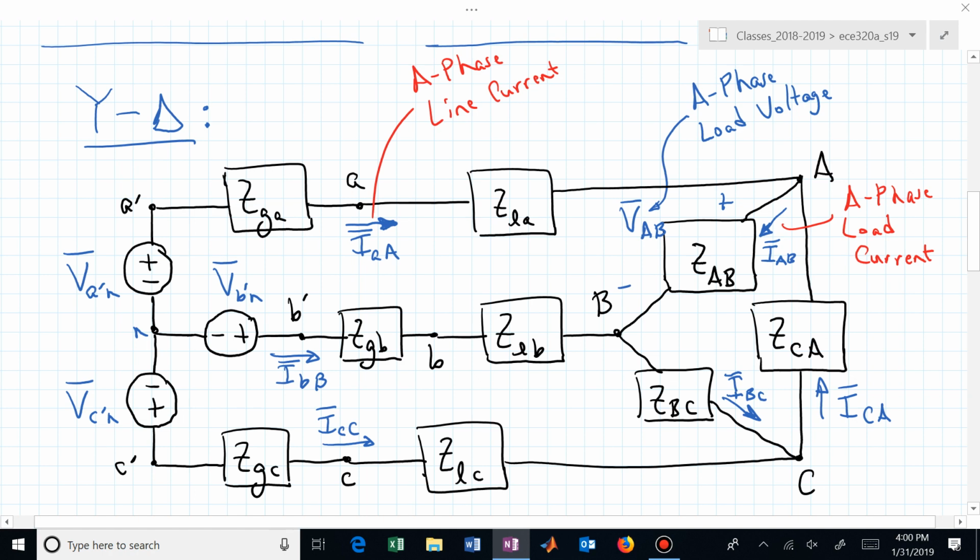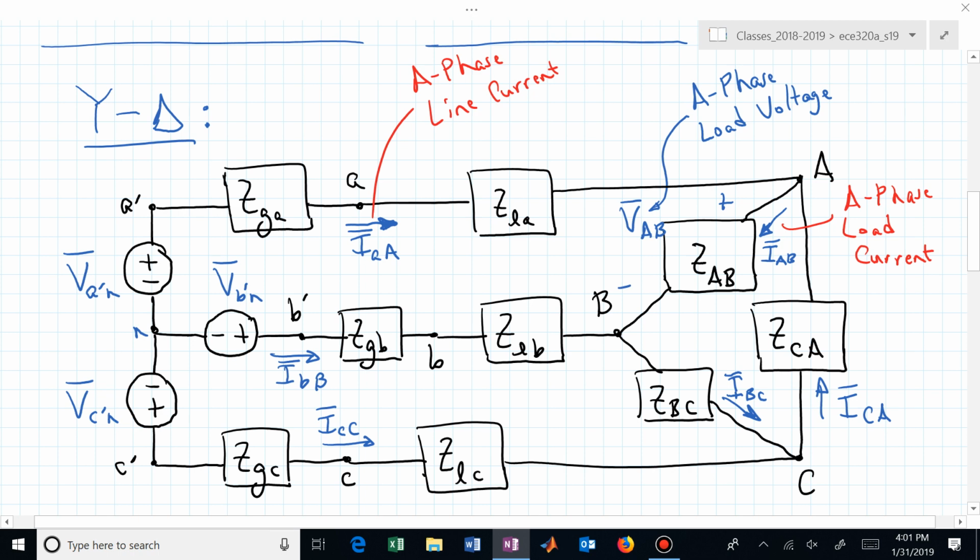The line current is still I sub AA. That's still the transmission line current, but when it gets down to the load, what happens? Now it gets divided, doesn't it? Because our load is now in a delta configuration. So now we have to figure out how to relate this line current to this. This is now the A phase load current. That's different than the A phase line current in this configuration.